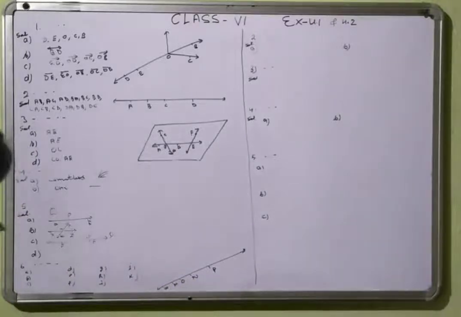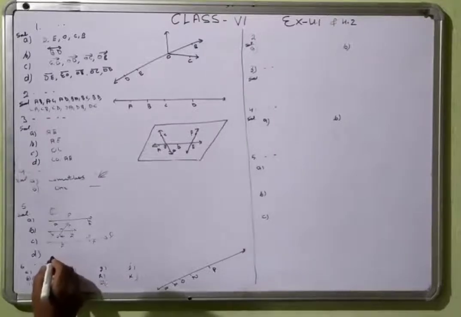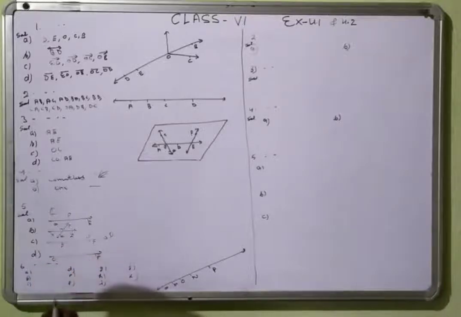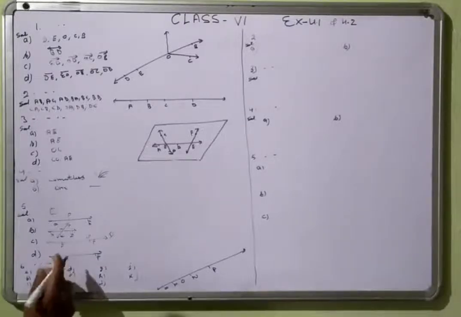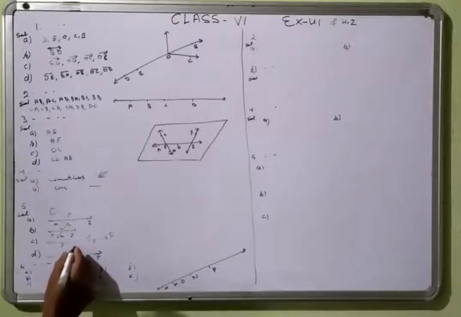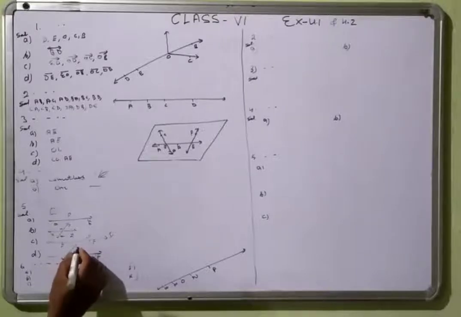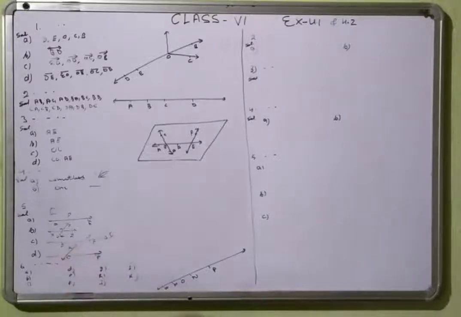Part D, OP and OQ meet at O. That is O, P and OQ. OP and OQ, that will be O, and OQ, that is Q.